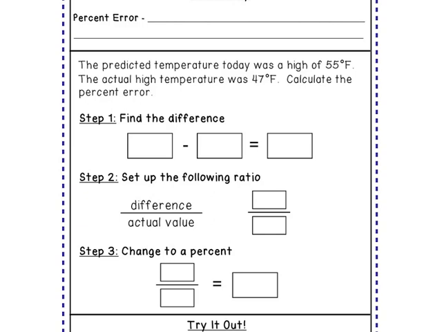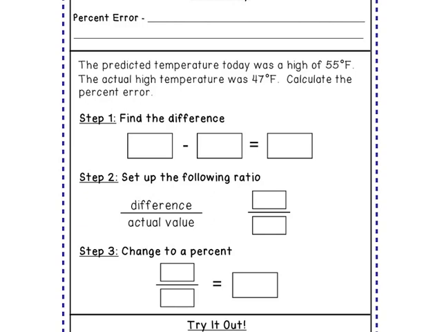Let's look at the example. It says the predicted temperature today, so this would be like a forecast. So in other words, your meteorologist uses percent error as well. The predicted temperature today was a high of 55 degrees Fahrenheit. The actual high temperature was 47 degrees Fahrenheit. Calculate the percent error.